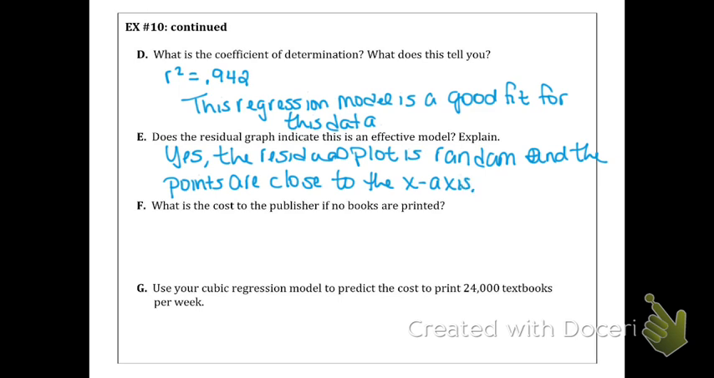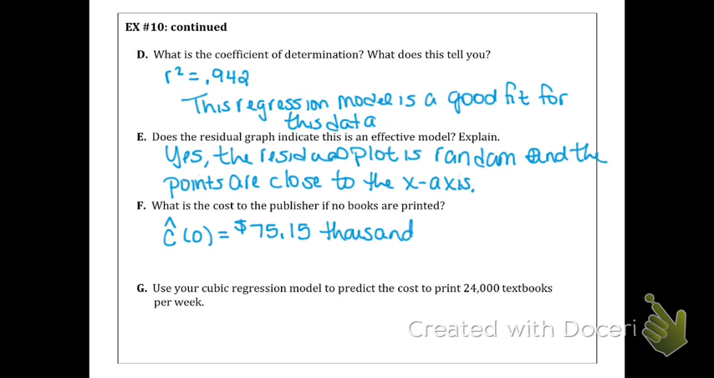All right, what is the cost to the publisher if no books are printed? This is when X is 0, so we just plug 0 into our equation. It is our initial value. Now this is a cubic function, so remember it's the constant value in the equation, 75.147. So it's $75.15. I'm sorry, this is in thousands, so it's $75.15 thousand.